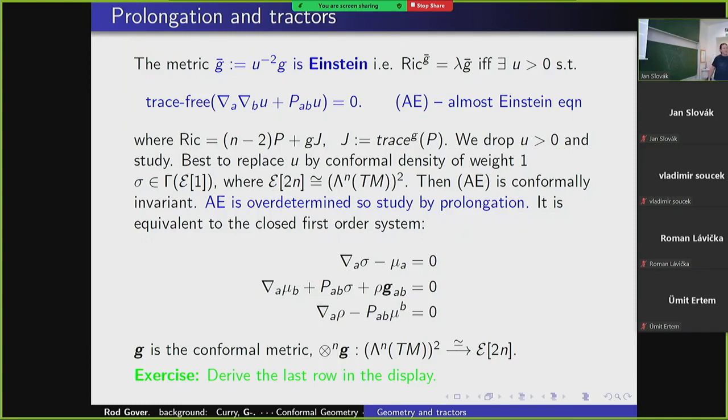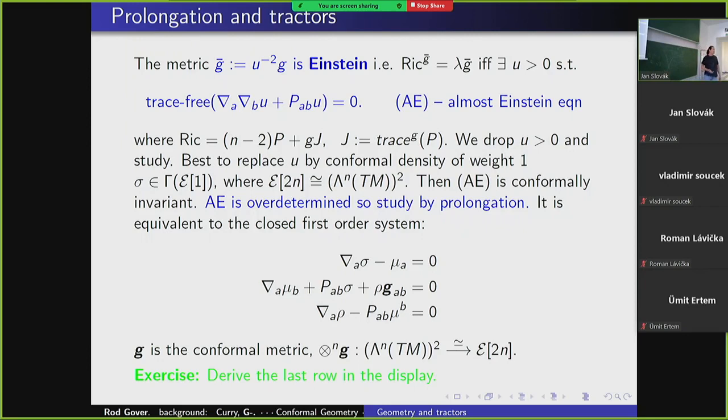Yep? Can you elaborate on that third term in the second equation? How would I guess that that should be included if I'm doing the prolongation? Which third term, the rho? Yeah. Well, it was already up here, right? Because that was the trace-free part. So this is the trace part. If you have T_ab trace-free, that means that T_ab is rho times g_ab for some function. That's all. I see. Thanks. So that's where that came from. That was sort of for free.